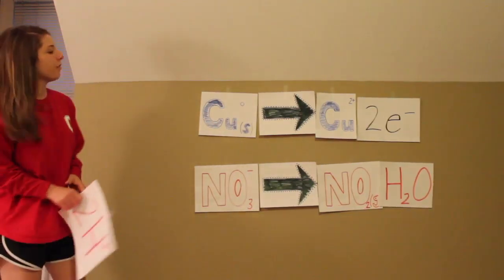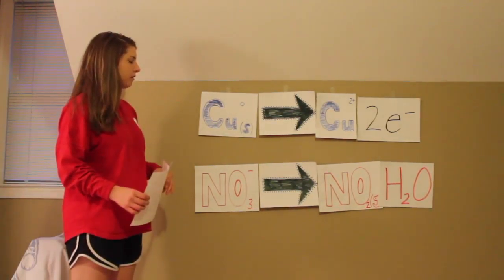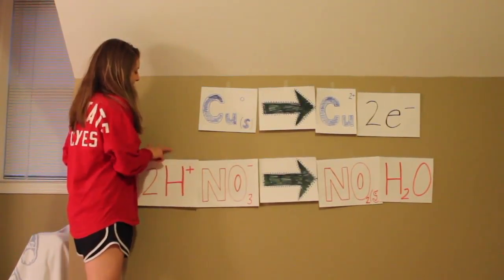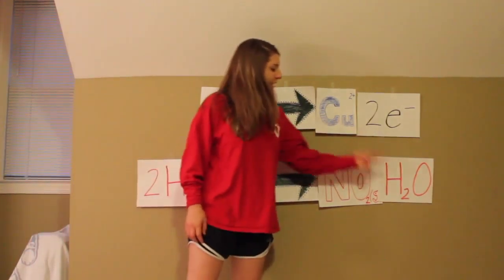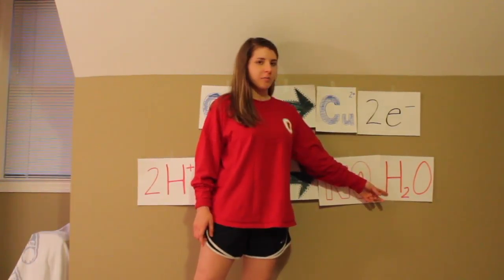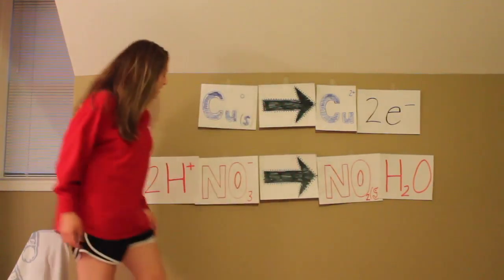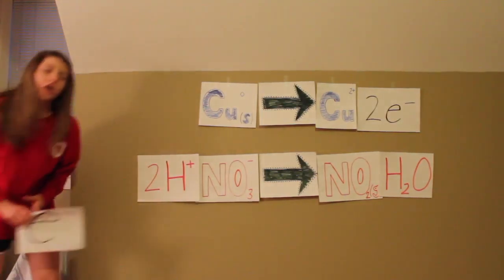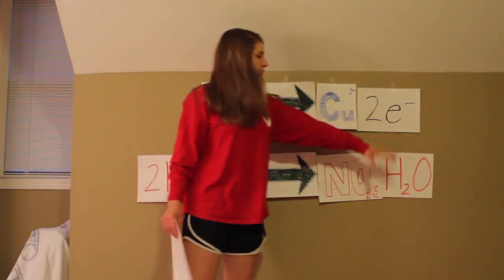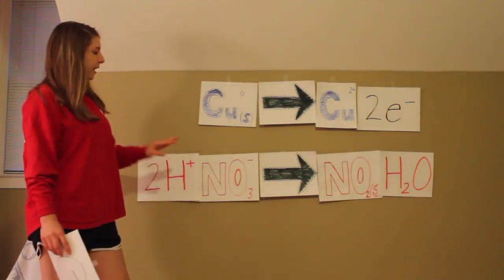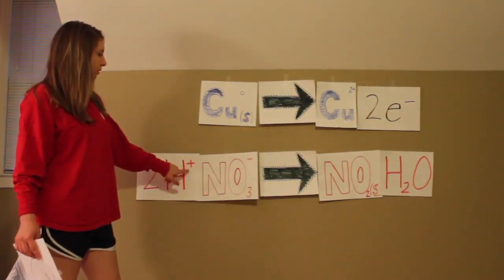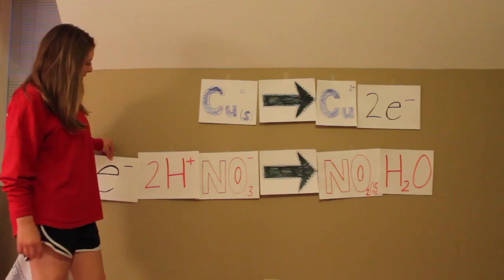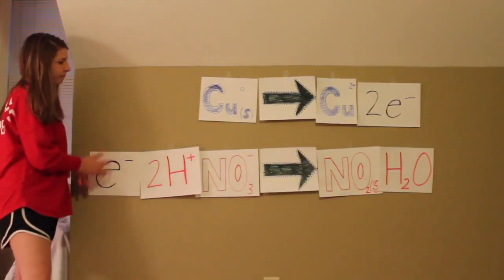Then we balance out the hydrogen ion, and to do that we want to add 2H plus to the left side, because we just added 2 H's on the product side with H2O, to balance it out with 2H plus on the reactant side. The final step is to balance the charges. This side is neutral, and then this side has a +1 charge because there's 2 H pluses and just one NO3 minus. And so to balance that out, we add one electron.